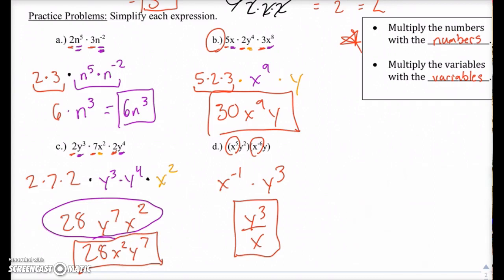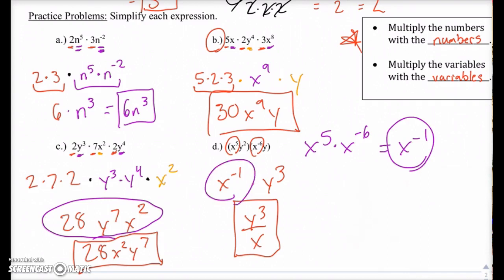And for part D, x to the power 5 times x to the power negative 6, right? That ends up being x to the power negative 1, which is right there. Keep in mind, when we see a negative exponent, you have to move it to the bottom, right, to make it positive. So that's x to the power of positive 1.